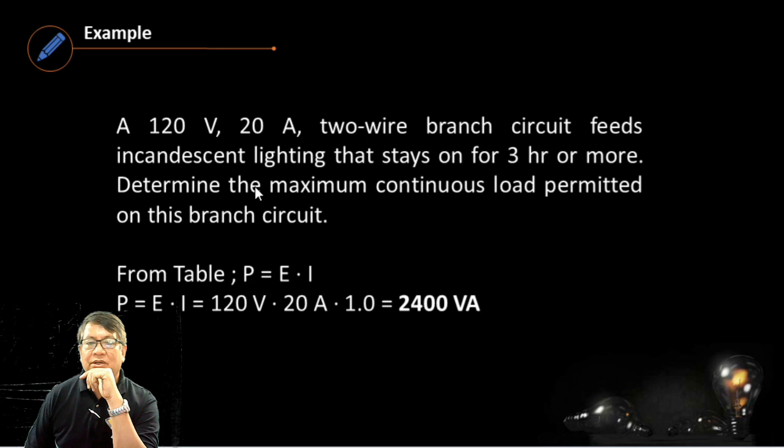Now, determine the maximum continuous load permitted in this branch. So, the maximum power or the continuous load is 2,400 volt-amperes. Just multiply the voltage and the current. So, that is the continuous power requirement of that load. Okay? So, we have this example also.